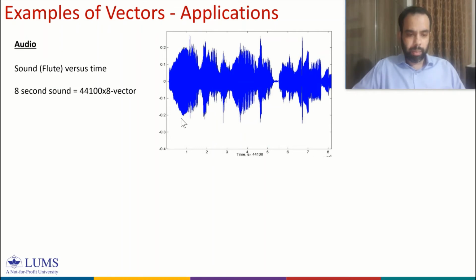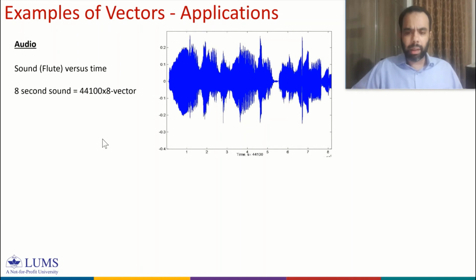So this is a plot of a signal of a sound flute, plotted versus time, and the signal is sampled at a rate of 44,100 samples per second. So we have an 8-second signal, so the size of the vector would be 8 times 44,100.